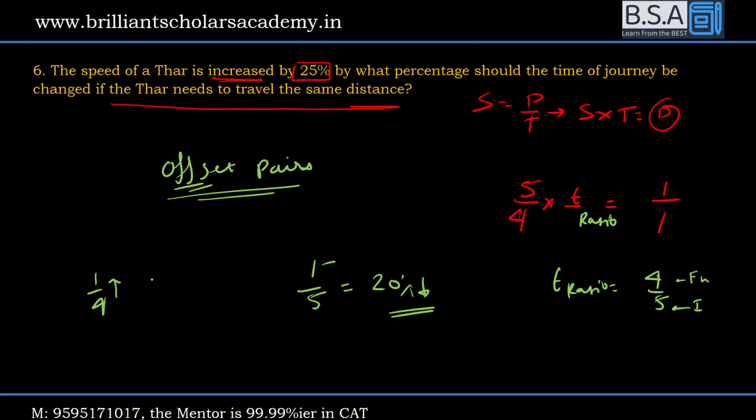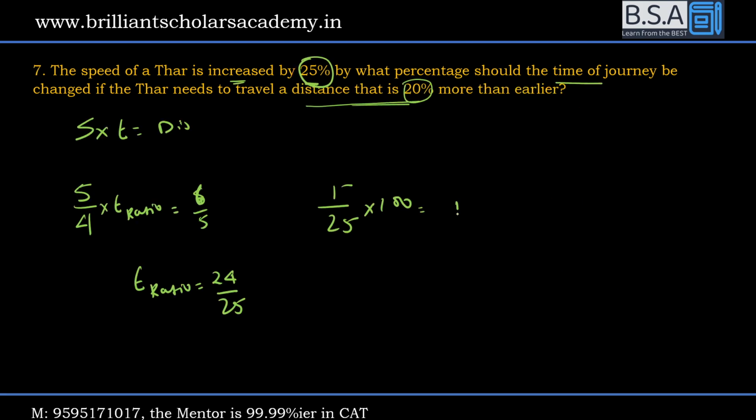So can I say the ratio of the time would be 6 upon 5, this will cross multiply, 24 upon 25. Is the numerator more or less? Less. 1 less on 25. So what percentage will that be? 4 percentage less. We are clear on the ratio method?